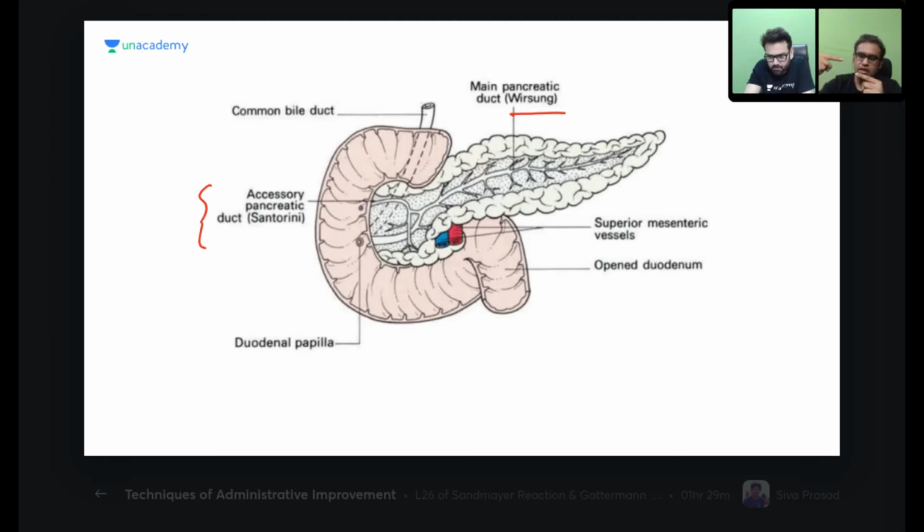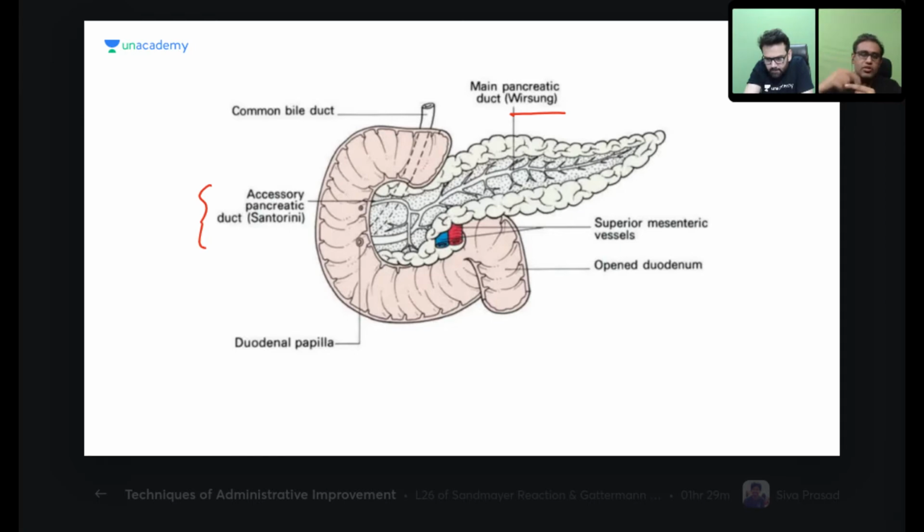Finally, how is the duct of Wirsung formed? Imagine this is the dorsal pancreatic bud. The duct of the dorsal pancreatic bud will cross communicate with the duct of the ventral pancreatic bud, and that is your duct of Wirsung. That is your main pancreatic duct. That is the duct of Wirsung.